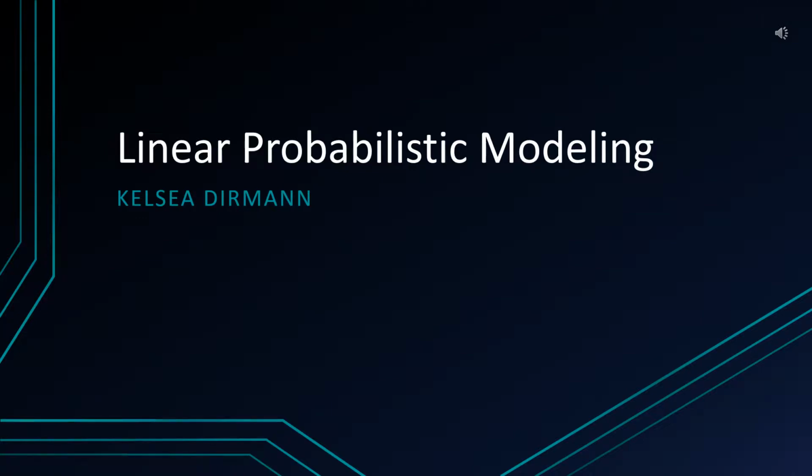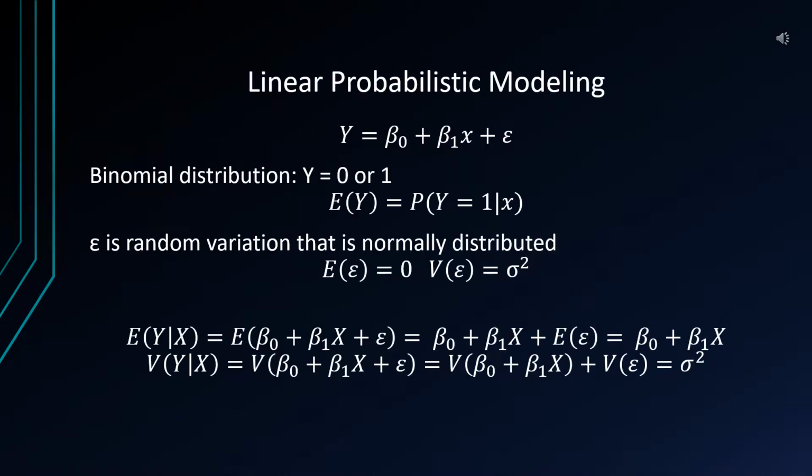Hello. Today we are going to talk about linear probabilistic modeling and go over a brief, real-world example. Linear probabilistic modeling is used to determine a dependent variable value, y, based on a given independent variable value, x, as well as the probability of getting a different y value.